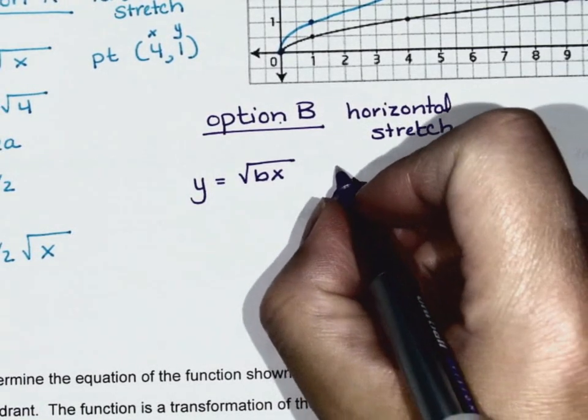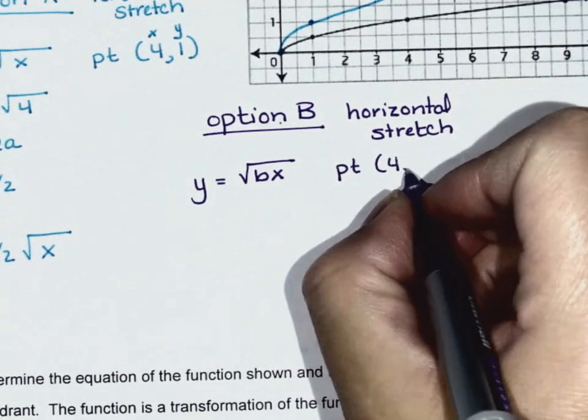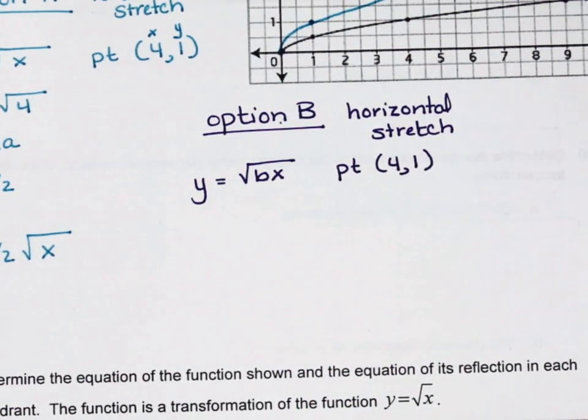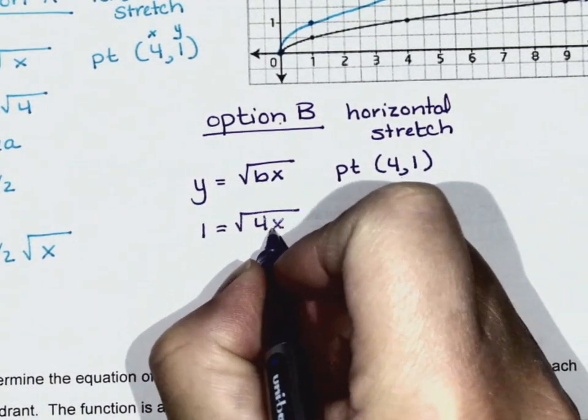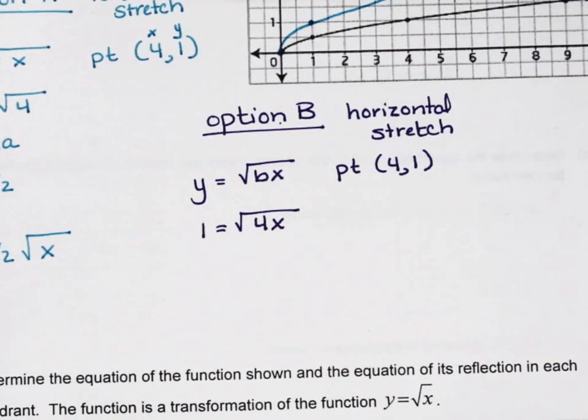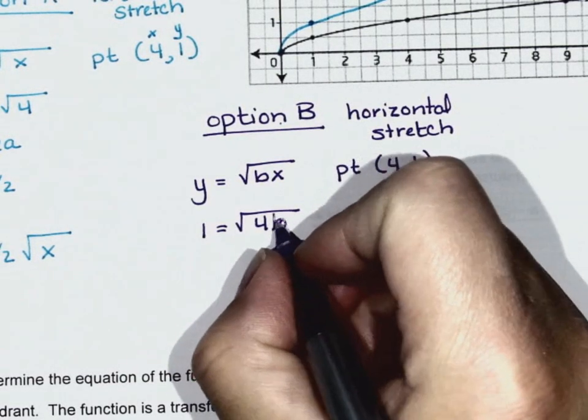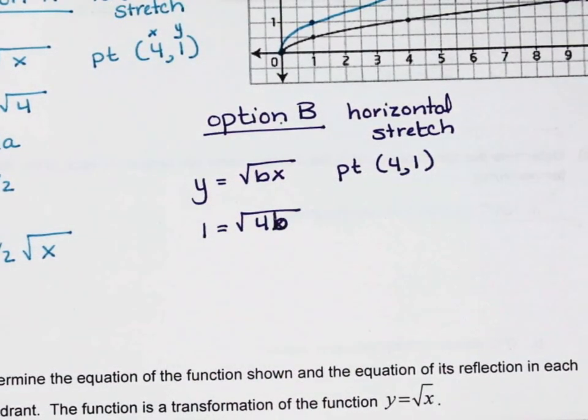We're going to pick a point on the graph. I'm going to stick with what we know, and it's the transformed graph, because we're trying to find the equation of the transformed graph. I just graphed the blue one on there as a helper graph to see that there actually was a transformation done. So we would have 1 equals root 4b, not 4x. How do I isolate the letter b? Square both sides.